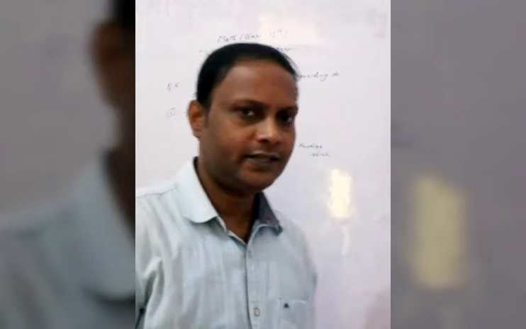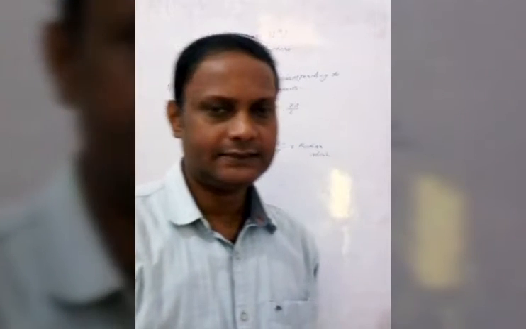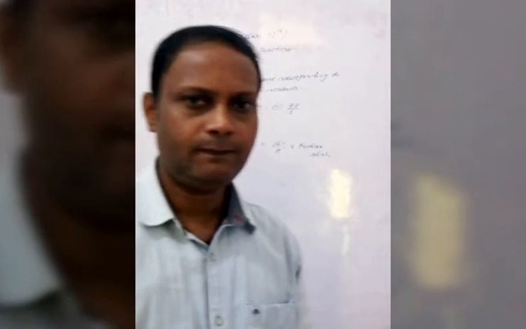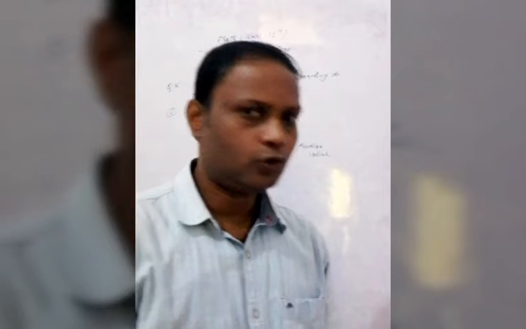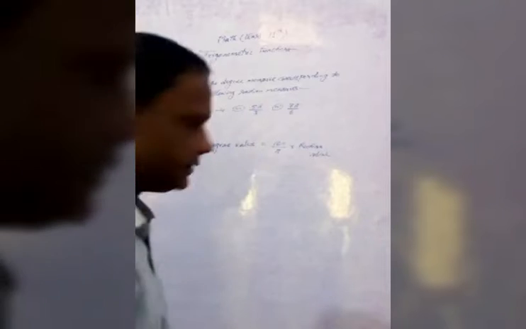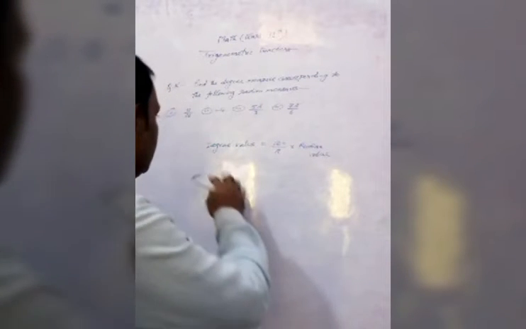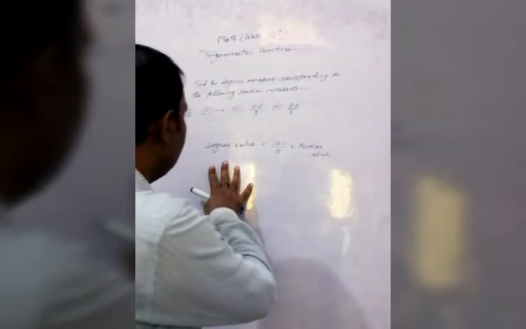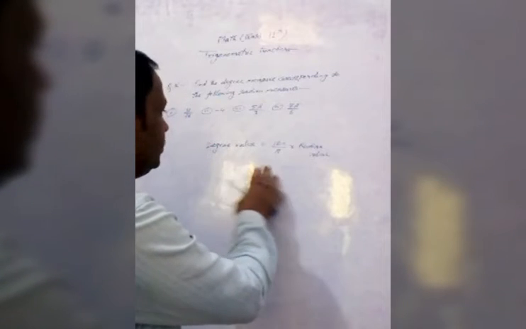Today I am taking my next class of mathematics class 11 from trigonometric function. The question today is: find the degree measure corresponding to the following radian measures: 11 by 16 radian, minus 4 radian, 5 pi by 3 radian, 7 pi by 6 radians. So first of all, we know that degree value is equal to 180 upon pi into radian value.